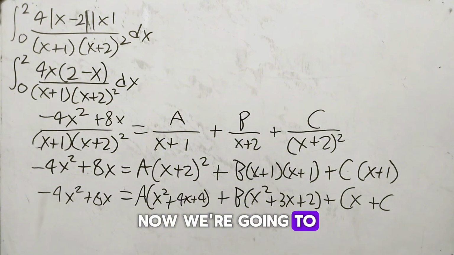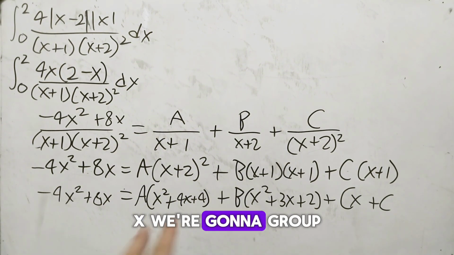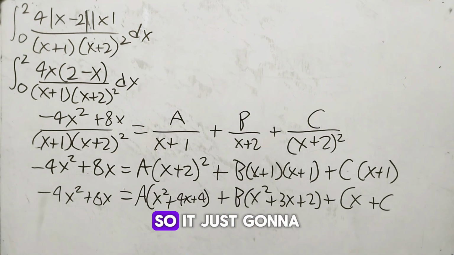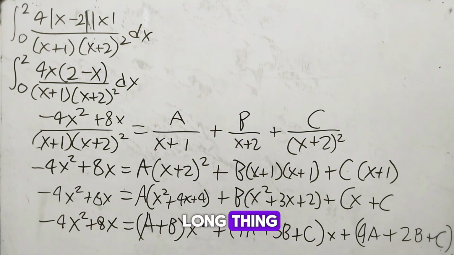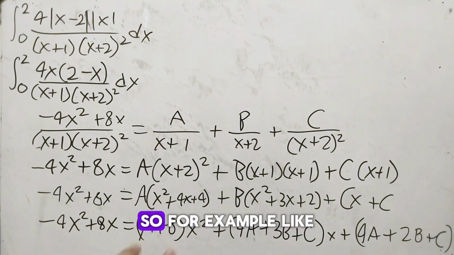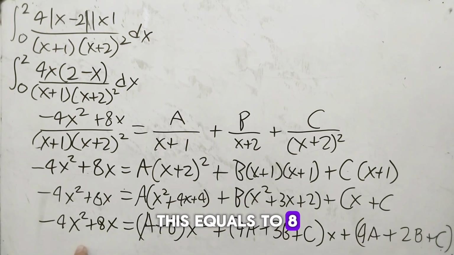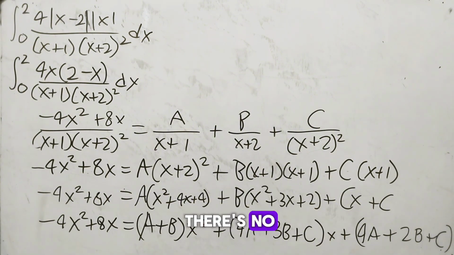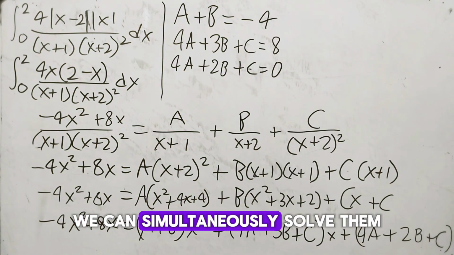Now we're going to combine the like terms. So the x squared, we're going to group them up. The x, we're going to group them up. And then the constants, we're going to group them up. So it's going to be like this. So now we have this really long thing, guys. Now I'm going to match everything. So for example, a plus b equals negative 4, this equals 8, and then this equals 0, because on the constants side there's none. I'm going to write it over there. Bam! Now we have these 3 equations. We can solve them simultaneously.